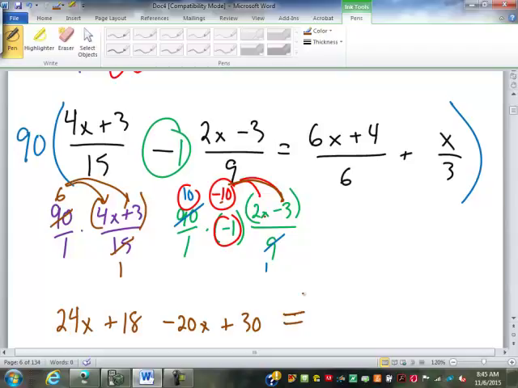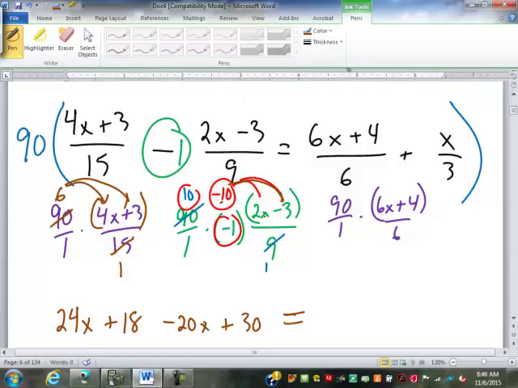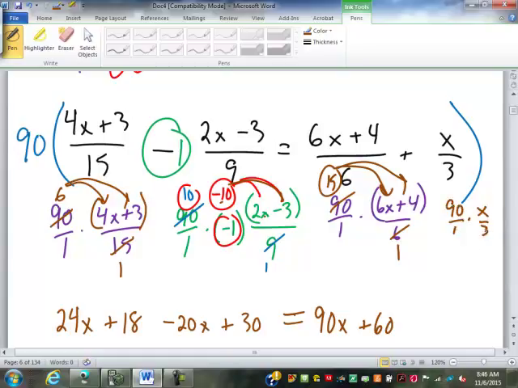And now finish on the left side of the equation. On the right side, 90 over 1 times 6x plus 4 over 6. Again, I put in parentheses. Oh, shoot. My sinuses are killing me today. Sorry about that. Cross cancel, I can divide out a 6 to make that a 1 and this a 15. 15 times 6x is 90x. 15 times 4 is 60. And then finally here I've got 90 times x over 3. The 3 and the 90 cross cancel give me 1 and 30, so 30 times x is 30x.